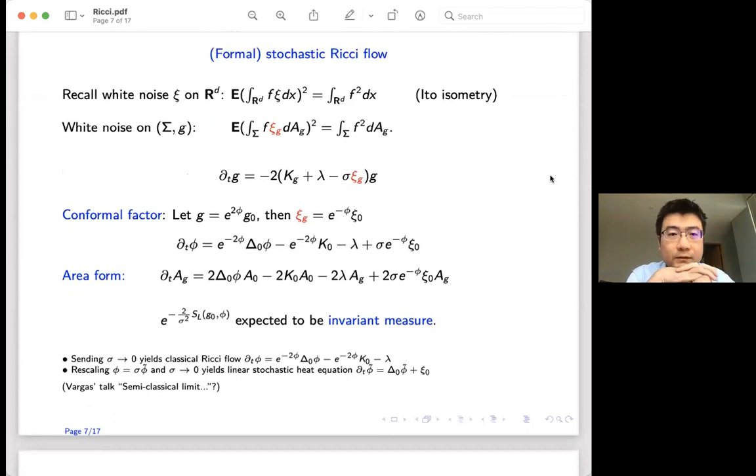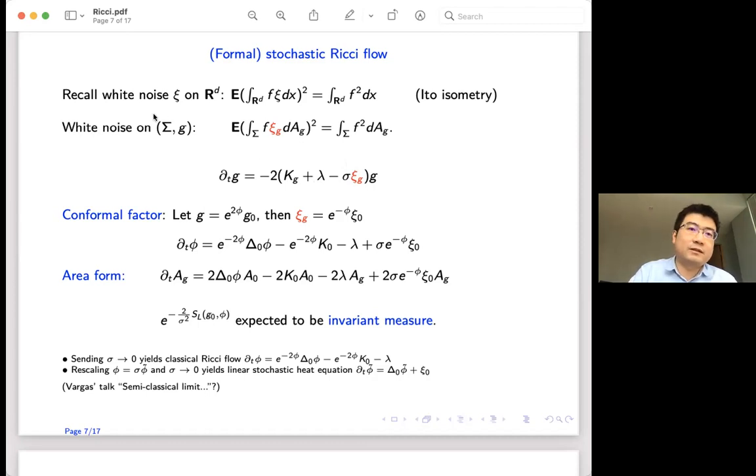Okay, so how do we add randomness? How do we quantize this? Recall that the Ricci flow says the time derivative of the metric is equal to this scalar thing, the Gauss curvature plus a constant, times G. We want to add another scalar-valued random field, which is this sigma ξ_G. This sigma is just a real number, the strength of the noise. And this ξ_G is the white noise, the space-time white noise, which is white with respect to the metric G.